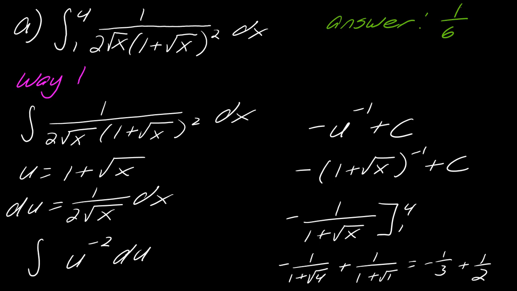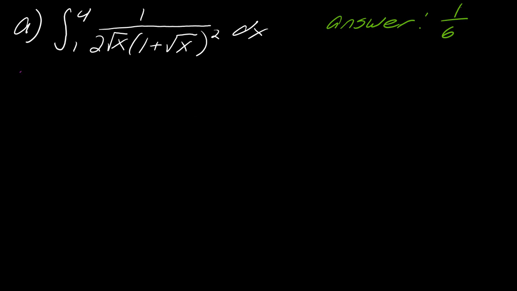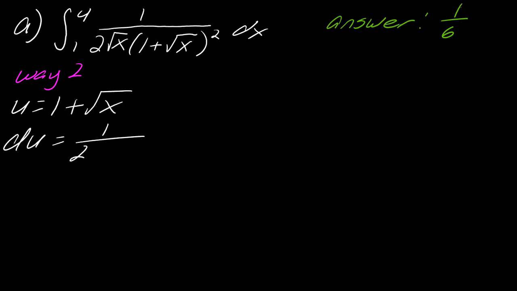Now I'll show you the second way, so let me clear this all off. So now we can try way 2 here. And so it's still the same startup. I'm still going to use my same u, so it's still 1 plus the square root of x. Yeah, I cannot write today. My pen is not working. My du is 1 over 2 times the square root of x dx.